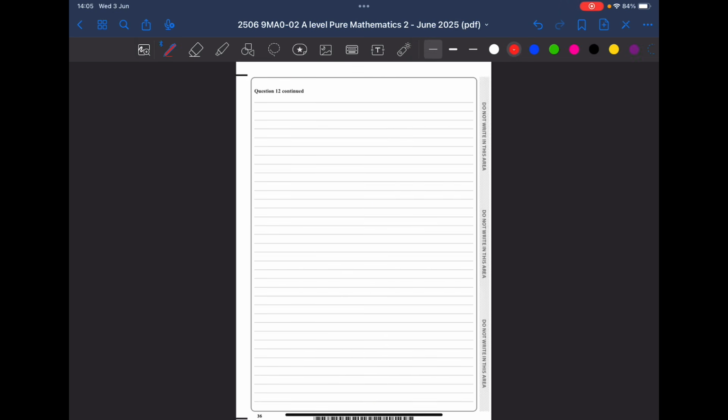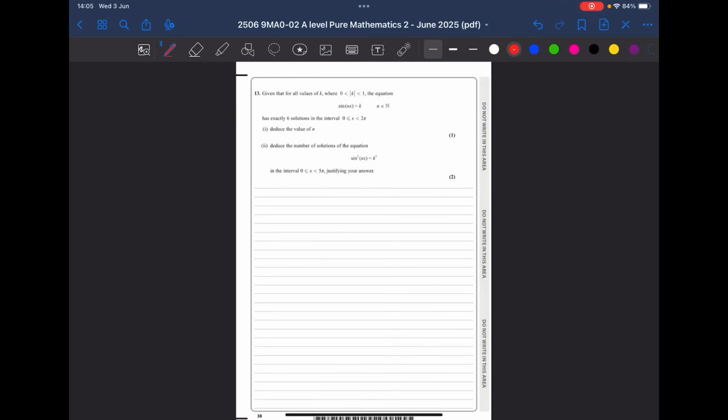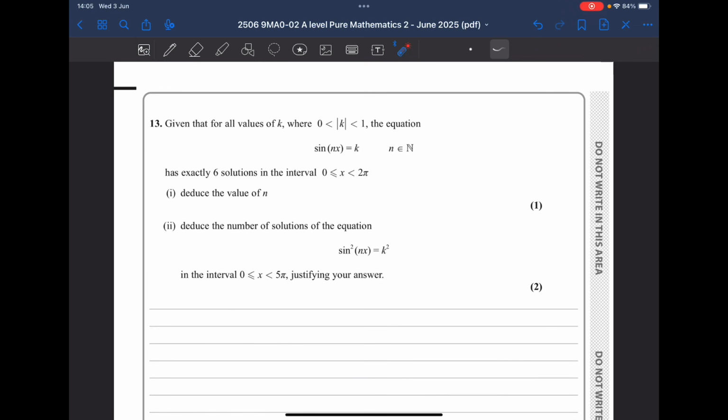Let's keep going to number 13. What have we got? It's given that for all values of k, where k is between 0 and 1, sin nx equals k has exactly 6 solutions in this interval. Choose the value of n. It's only 1 mark. So the reason they have to do this bit is basically saying that we don't hit the top. If you think about the shape of sine as I draw it, we're going to go up, down, back up again. Where does that top happen? Exactly at 1. So if k was equal to 1, it would only have 1 solution.